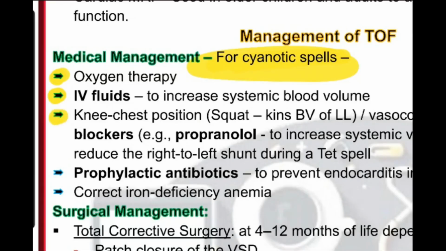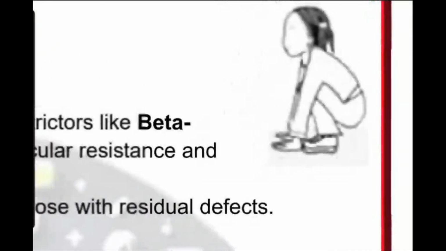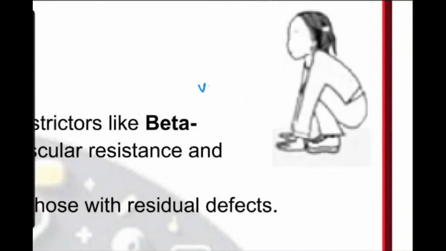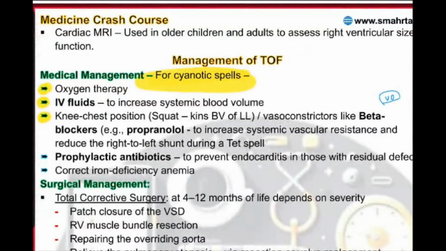You keep the baby in knee-chest position. So what happens if the baby is in knee-chest position? What was the reason? The crying was leading to vasodilation. So if the baby assumes this position, basically the baby is kinking the arteries. So basically the baby is causing vasoconstriction of the lower limb. That will increase SVR. That will improve the cyanosis. Baby might become pink. Cyanosis will get resolved if the baby assumes knee-chest position.